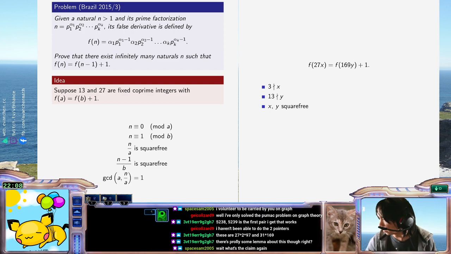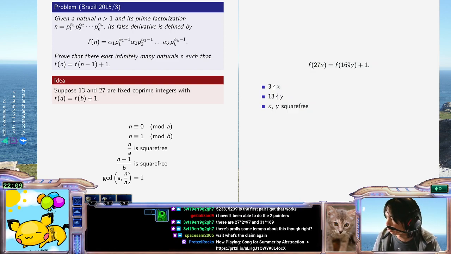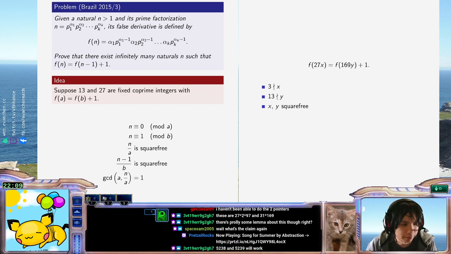So here, the claim is that if x and y are square free, with x not divisible by 3 and y not divisible by 13, then this will work. So we got the two numbers that I was trying to find. Actually, now that I think about it, it shouldn't have been that hard to get those numbers. 13 times 2. Oh man, I'm really bad at arithmetic. I just needed two adjacent composite numbers.